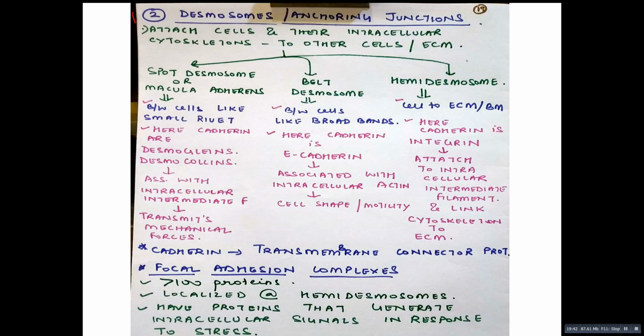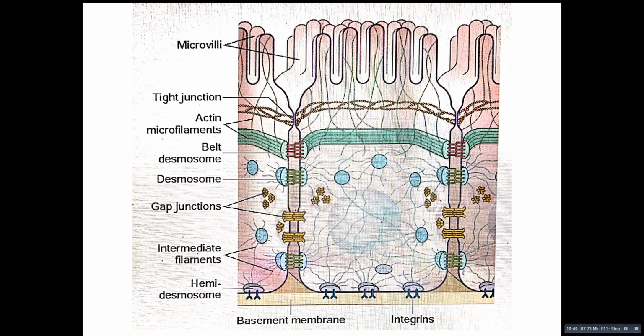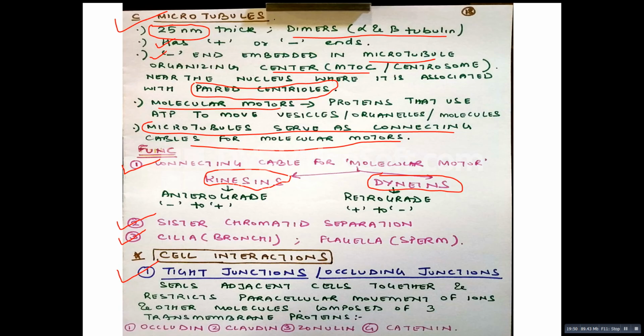What are tight junctions? Tight junctions are junctions that seal the adjacent cells together and restrict the paracellular movement of ions. Paracellular movement means the movement in between adjacent cells, and of other molecules. They are composed of transmembrane proteins. Now these are important for MCQ-based questions. Tight junctions are formed of which transmembrane protein? Number one being occludin, number two being claudin, number three being zonulin, and number four being catenin.